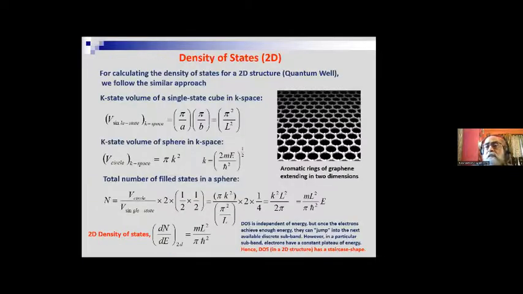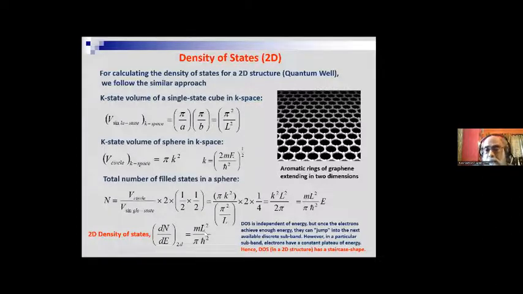Now, this is a graphene structure. This is a 2D structure. Ideally, graphene is made of aromatic rings, extending into two dimensions. And if you calculate very simplistically the density of states, it becomes mL squared, where L is the length of the confinement, divided by pi h cross squared. As I mentioned already, h cross is the reduced Planck's constant. It is interesting to understand that the density of states is not dependent on the energy anymore.